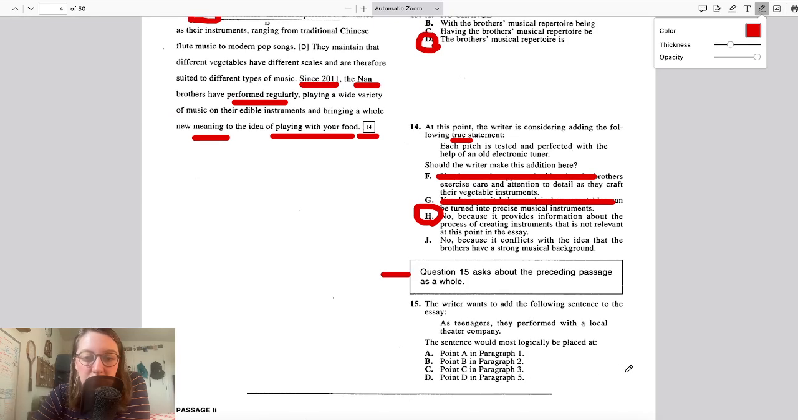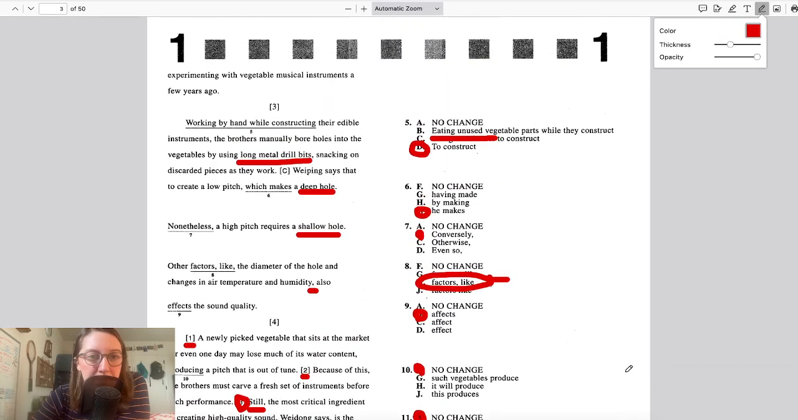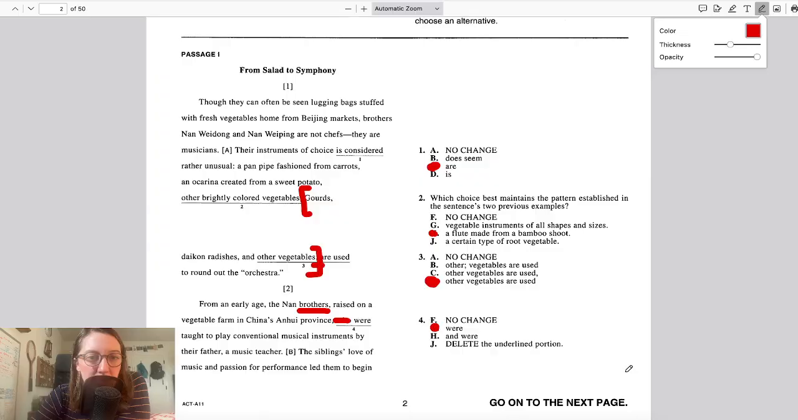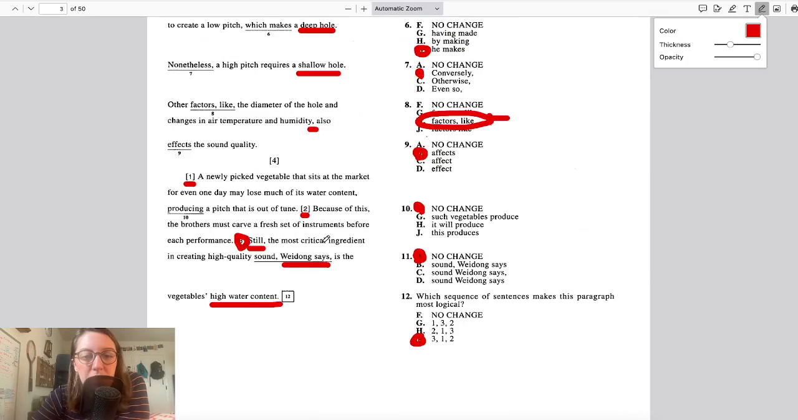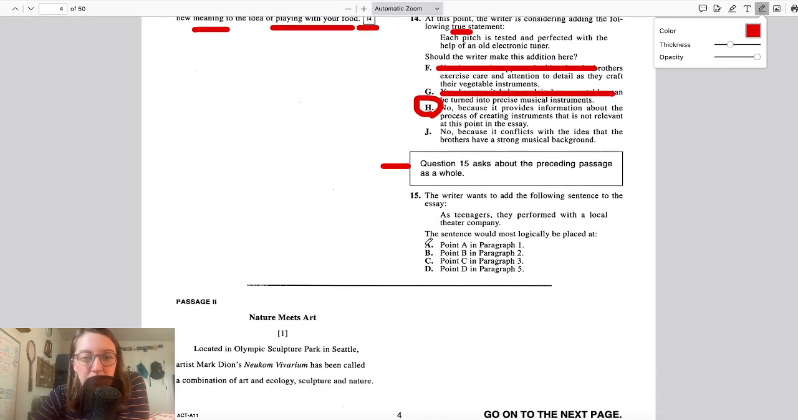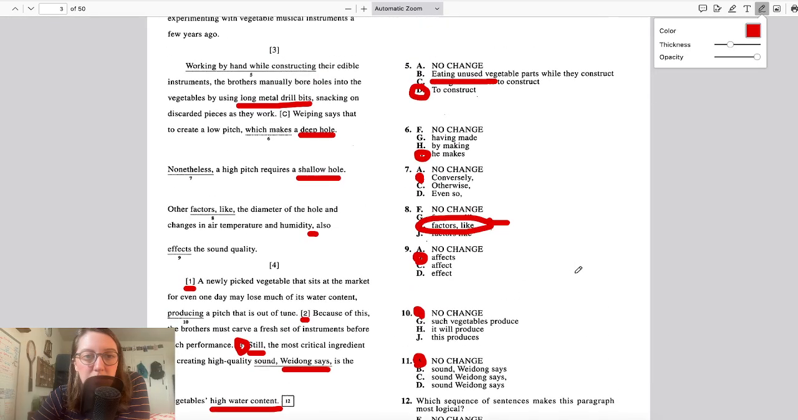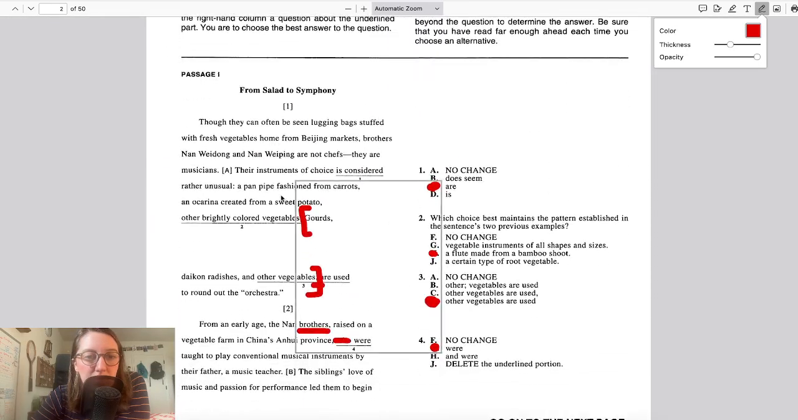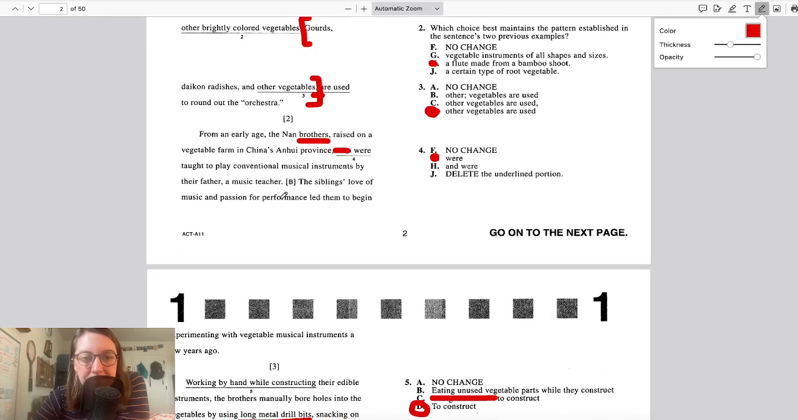So the sentence is, as teenagers, they performed with a local theater company. So point A is here. Brothers Nan Weidong and Nan Weiping are not chefs. They are musicians. They perform with this theater company. Their instruments of choice, and so on. I don't like that. It interrupts the flow of what they're trying to introduce here, which is they're not chefs. They're musicians. They make instruments out of food. Right? So the theater company is a totally separate point here.